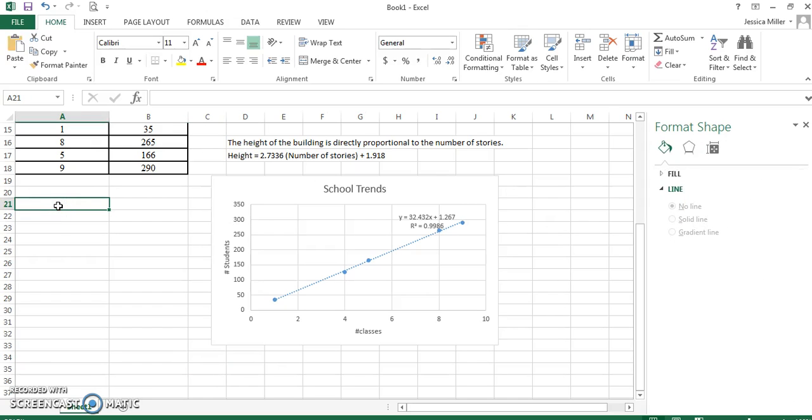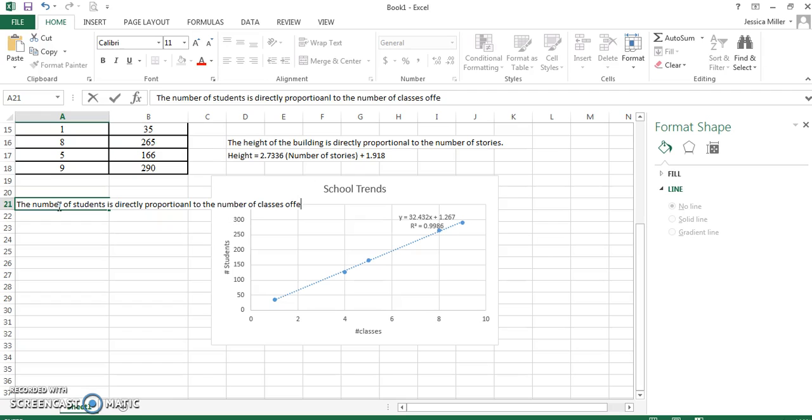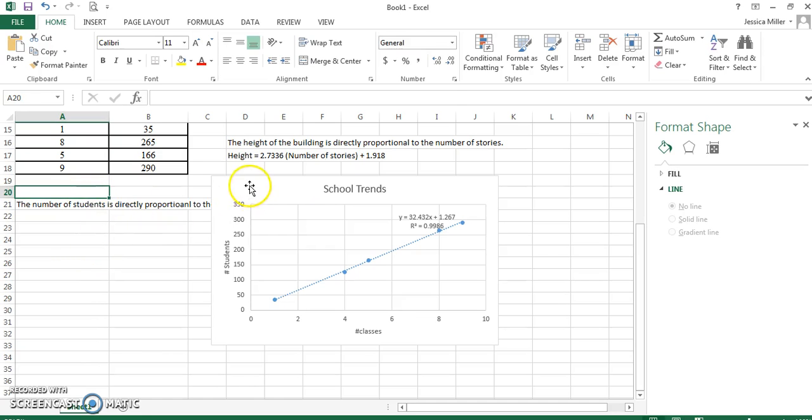Now, to answer my question, if I were to ask you what's the relationship between these two, your answer should be the number of students is directly proportional to the number of classes offered. And that makes sense. If you offer more classes, then more students are going to take those classes.